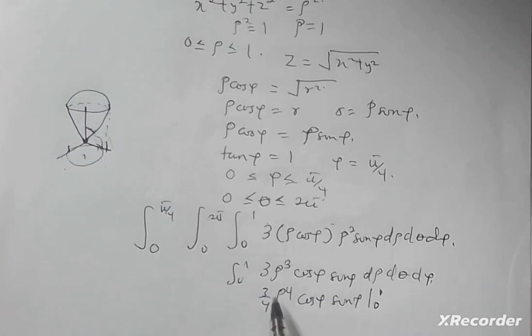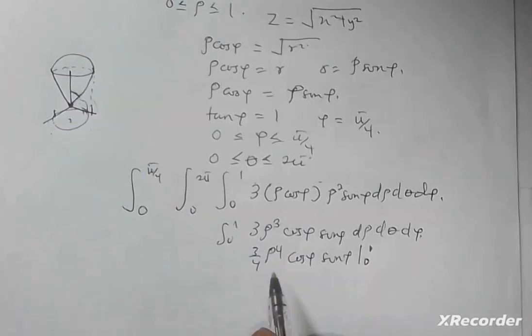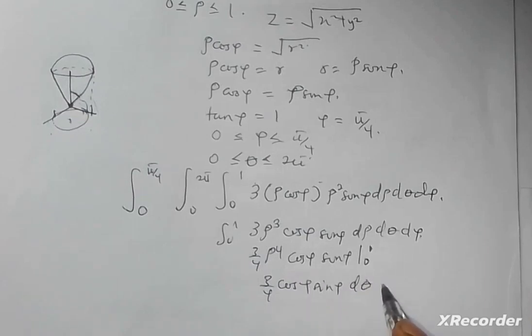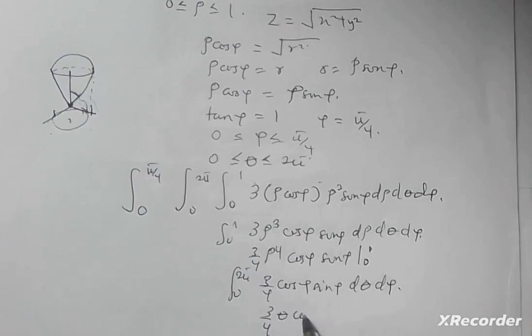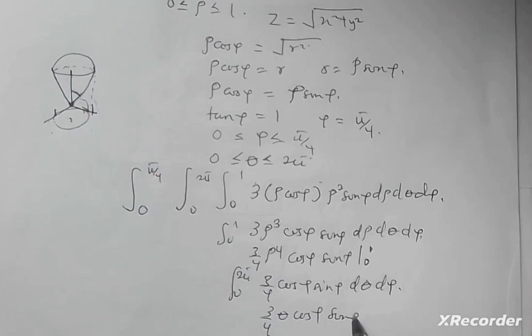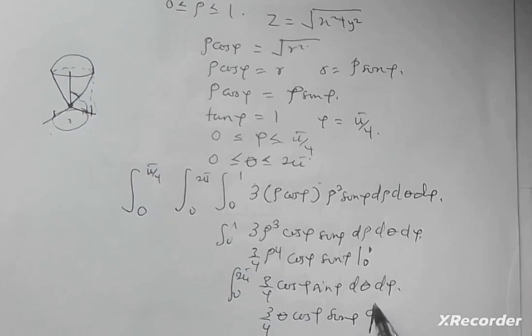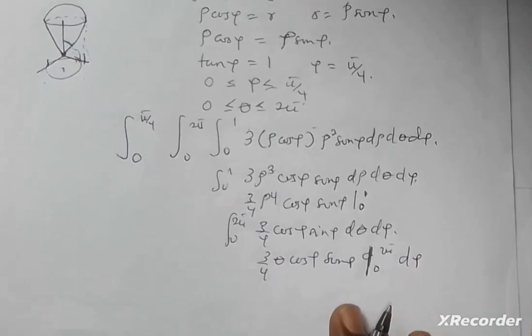So when I put 0, everything will be 0, but I'm interested in the 1. So I'll be left with 3 over 4 cos phi sine phi d theta d phi. Then I bring 0 to 2 pi. When I integrate this with respect to theta, I don't have any theta term, meaning I'm going to get just theta. So 3 over 4 theta cos phi sine phi. Then I bring my 0 to 2 pi here, then d phi here.